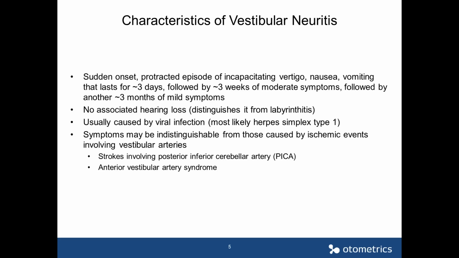The most likely cause of vestibular neuritis is a viral infection, and the most likely culprit is herpes simplex type 1 virus and other herpes family viruses. In some cases, not very common, the symptoms might be indistinguishable from events like ischemic events that involve vestibular arteries. For example, strokes that involve PICA or anterior vestibular artery syndrome.